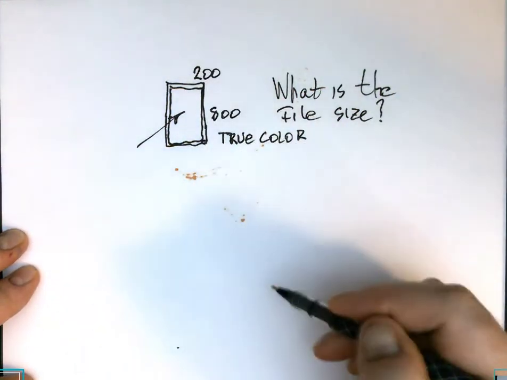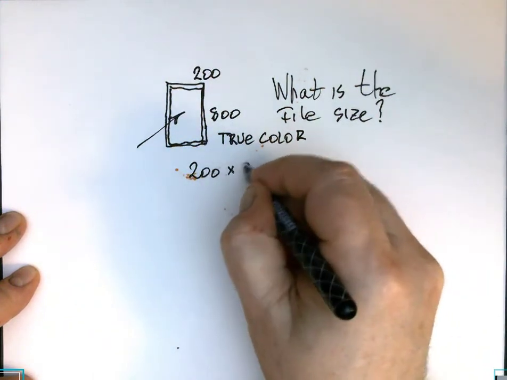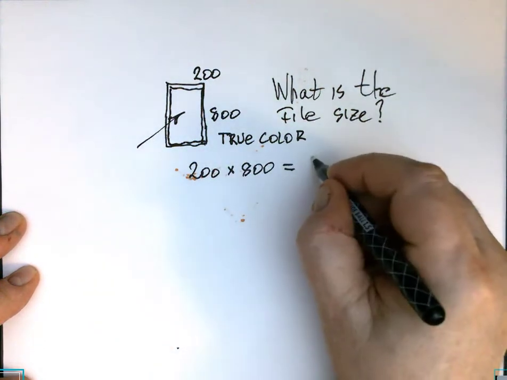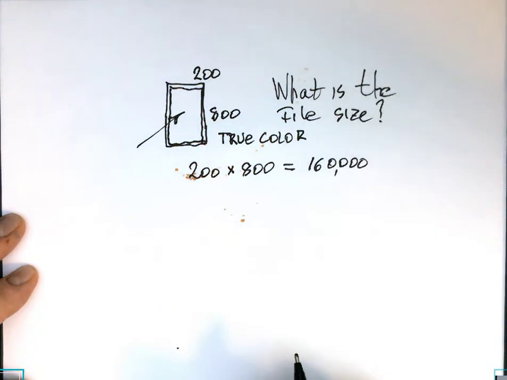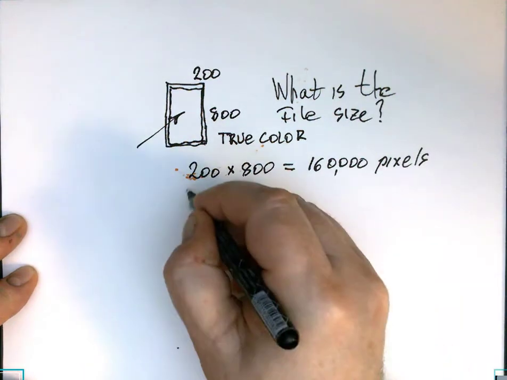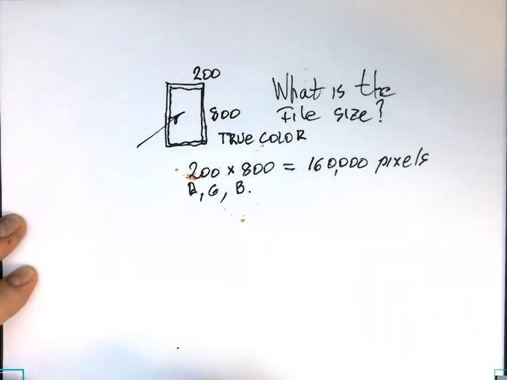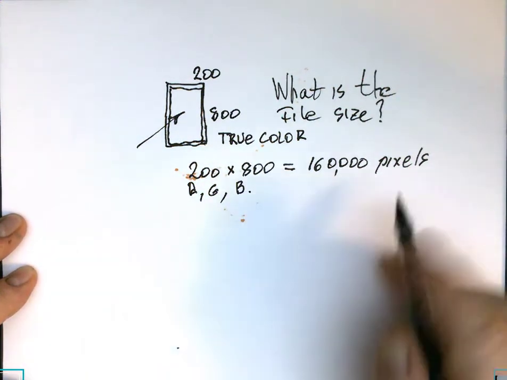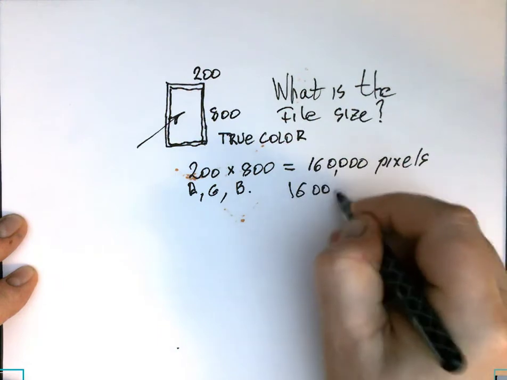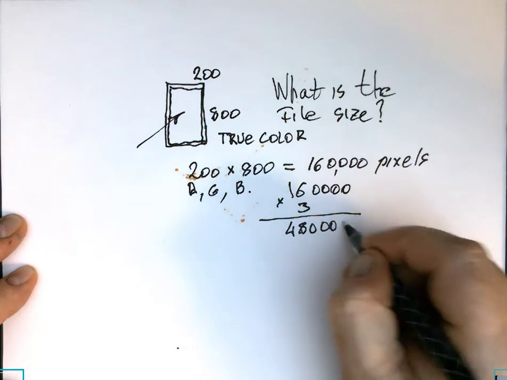First of all, we need to calculate the total number of pixels. That will be 200 times 800, that is the entire area. That will be 16 and 4 zeros, 160,000 pixels. Now, if this is true color, each pixel contains red, green, and blue subpixels. So we need to multiply by 3 because each pixel contains 3 subpixels. So what we need to do is take 16 and 4 zeros and multiply it by 3, and that will be 480,000 subpixels.